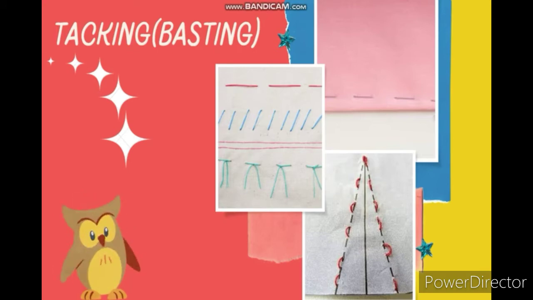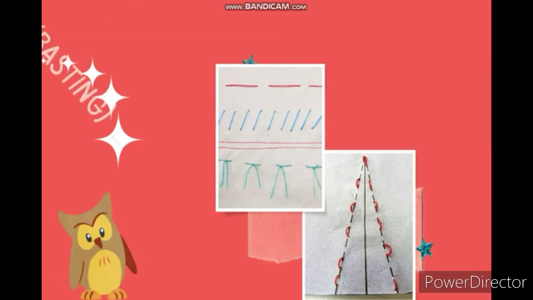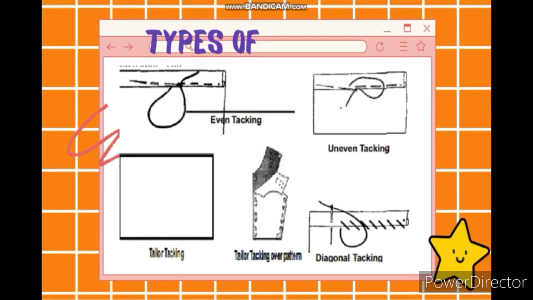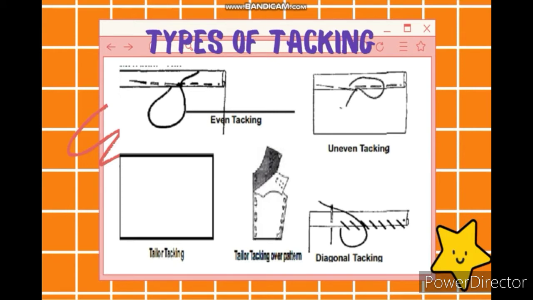Tacking has different types. Let's find out the types of tacking. There are several types of tacking stitches, but we are looking at four of them. That is the even tacking, uneven tacking, which is also known as long and short tacking, diagonal tacking, and tailor's tacking.